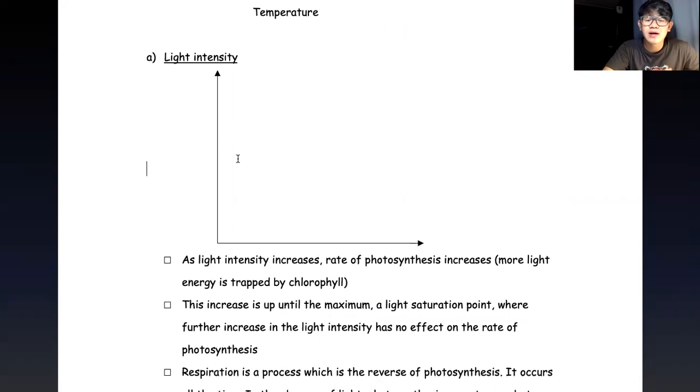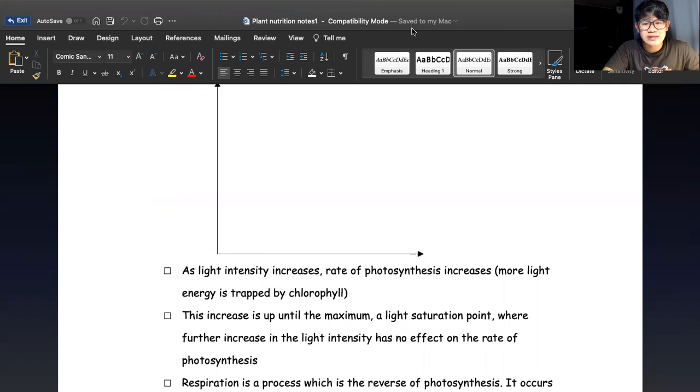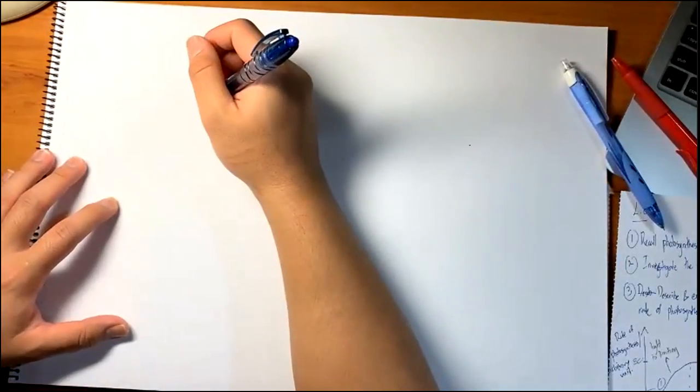And to do that, I actually want to go to this instance. I'll stop sharing here first. So this is for the third part: describe and explain how the factors affect the rate of photosynthesis. Firstly, let's look at the first factor, which is light intensity.